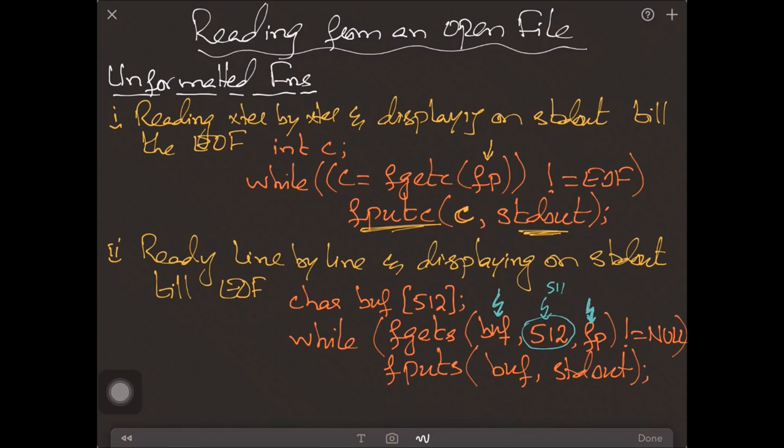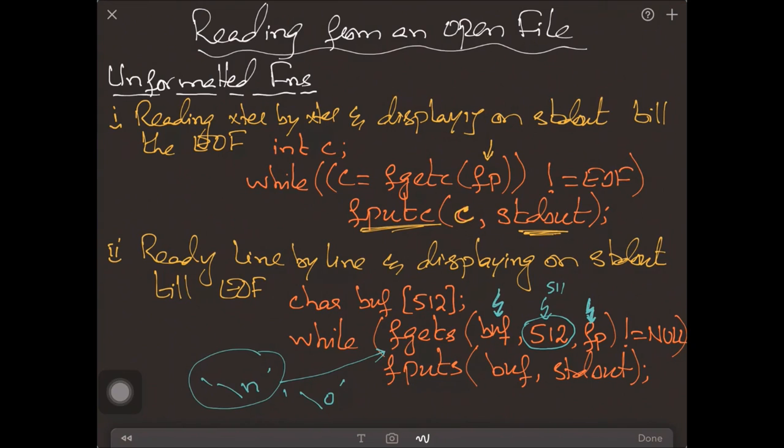It stops reading if a new line character is encountered. Whenever a new line character, that is backslash n, is encountered in the file, fgets will stop reading. It will place this new line character in the buffer, and then after this it will place a null character over there at the end. And in case an error occurs or the end of file is achieved, it returns null.